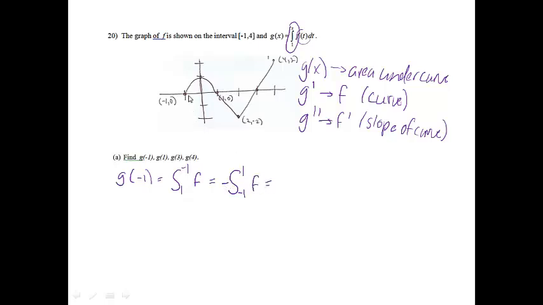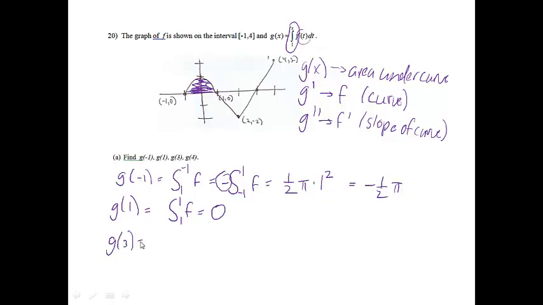So I want the area under the curve from -1 to 1. I notice that that is a half circle, which is 1/2 pi r squared. The radius of the circle is 1, so it will be 1/2 times pi times 1 squared. That will give me an answer of 1/2 pi. I do have this negative floating along here, so it needs to be -1/2 pi. Now, g of 1 is the area under the curve from 1 to 1. We're not covering any distance, so that area will be 0.